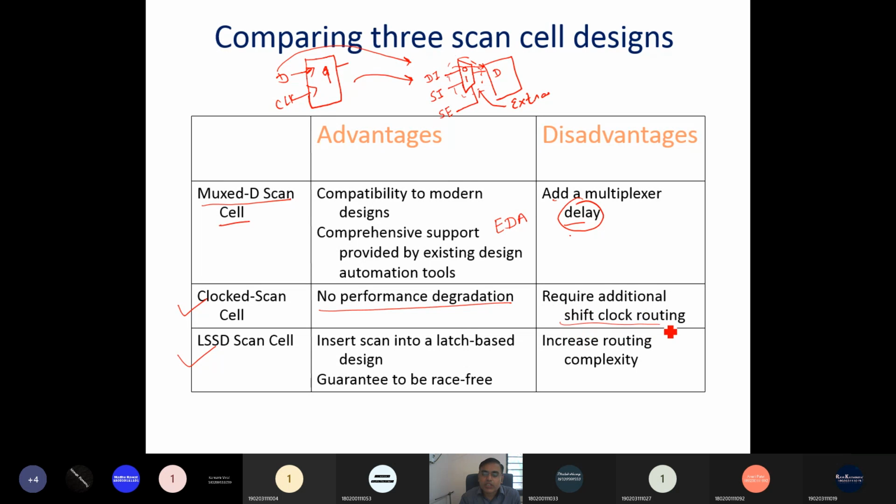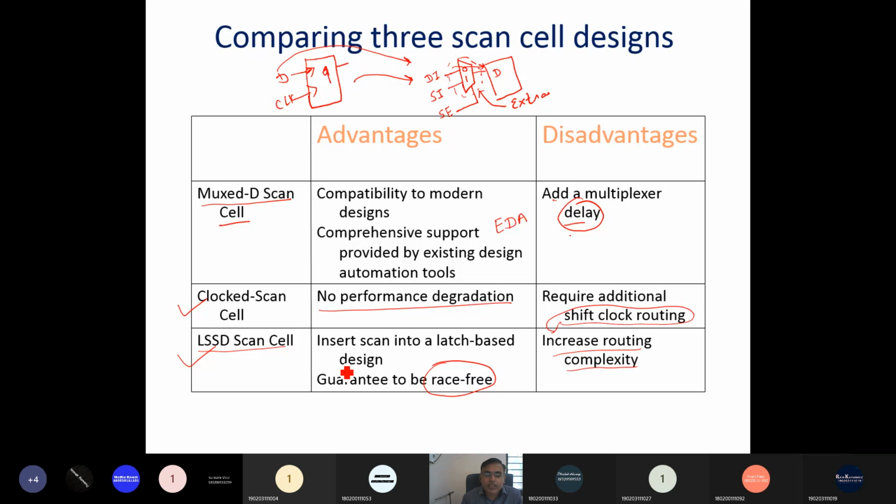The requirement of an additional shift clock is the disadvantage of the clocked scan cell. In the clocked scan cell we require one extra clock, and by adding the clock we also need to route that clock inside the design, because we have to supply the clock to each storage element. So the next issue that arises by adding one extra clock is routing. In the LSSD scan cell, the scan is inserted into a latch with a design guarantee to arrest the output. That is the advantage of LSSD, but it increases the routing complexity.